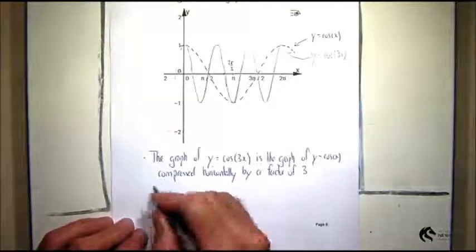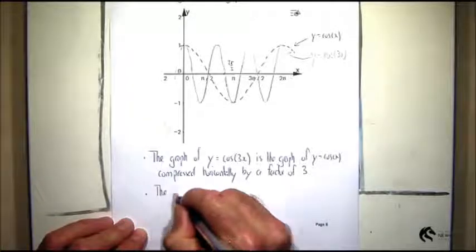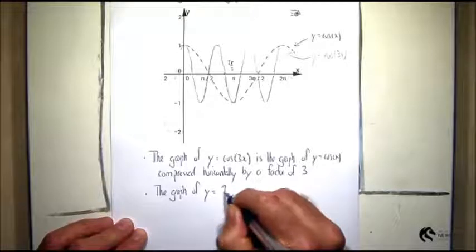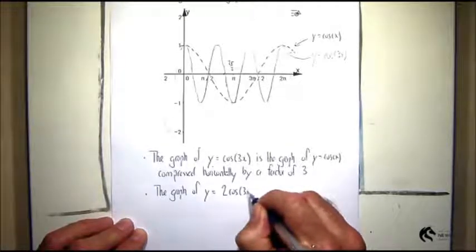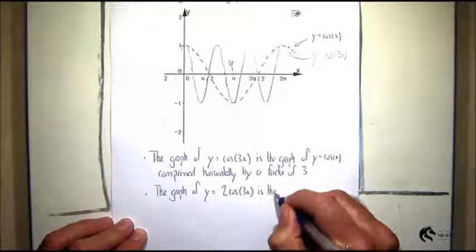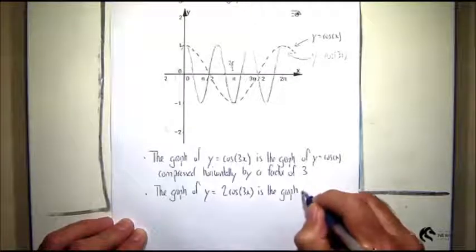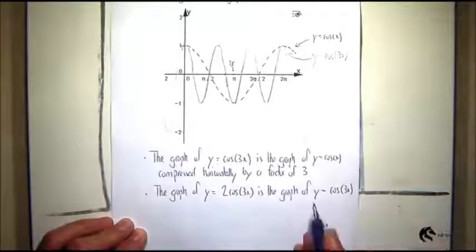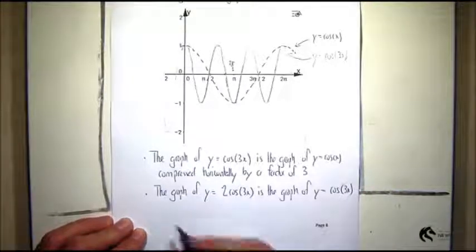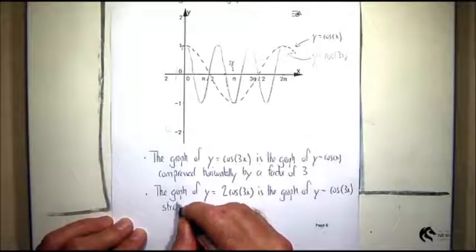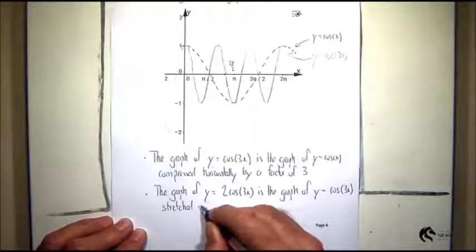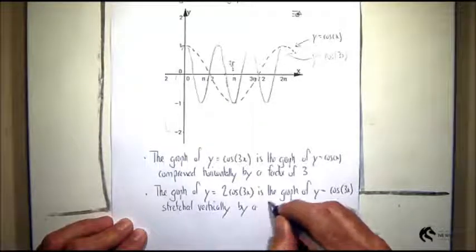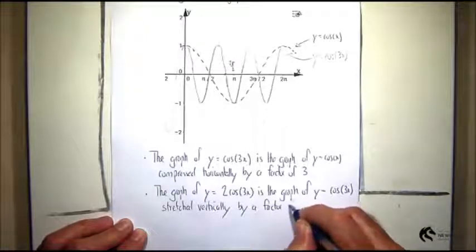And so I can say the graph of y is equal to 2 cos 3x is the graph of y is equal to cos 3x. So I'm building on the graph that I just drew, and I'll say stretched vertically by a factor of 2.